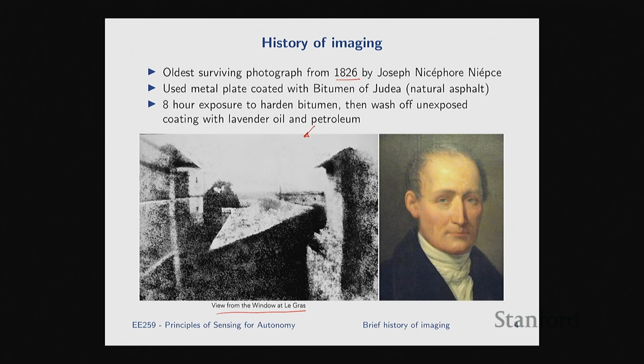How it was done was he used a material called bitumen of Judea, which is a natural asphalt material that is photosensitive, so it hardens as it's exposed to light. A metal plate was coated with that material and exposed for 8 hours. Then after the exposure, he had to wash off the unexposed coating with lavender oil and petroleum. So it was probably a multi-day effort to get just that one picture. That was where it started.